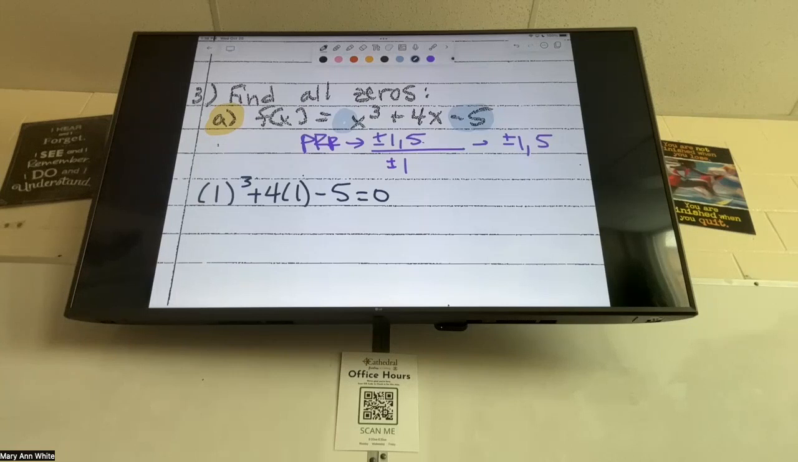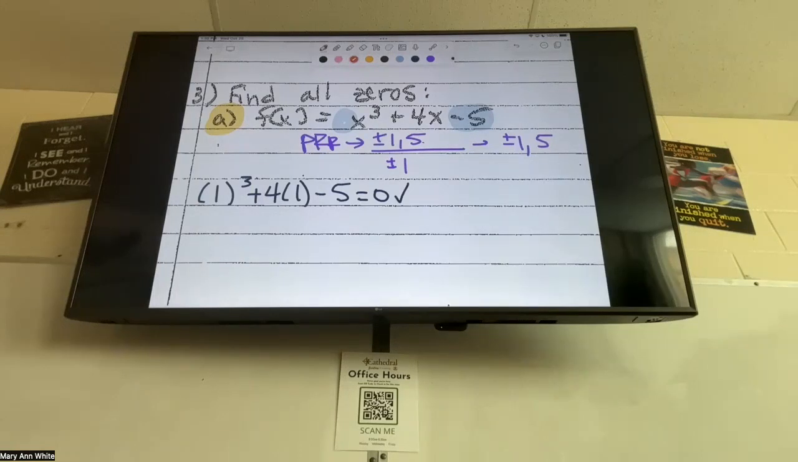And how do you know it works? It works with synthetic division. And what did you say, Denaya? You get 0 at the end. Good. So it works when we get 0. And you can either do synthetic division or plug it in. If you haven't done synthetic division yet, now we got to do that. So now I'm going to get my synthetic division out.